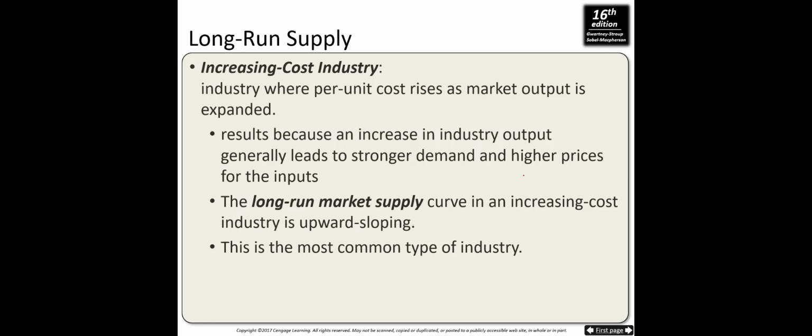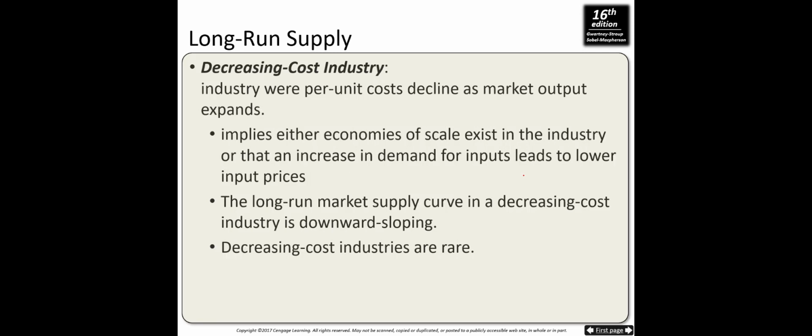Increasing cost industry: per unit cost rises as market output is expanded. This results because an increase in the industry output generally leads to stronger demand and higher prices for the inputs. The long-run market supply curve in an increasing cost industry is upward sloping. This is the most common type of industry.